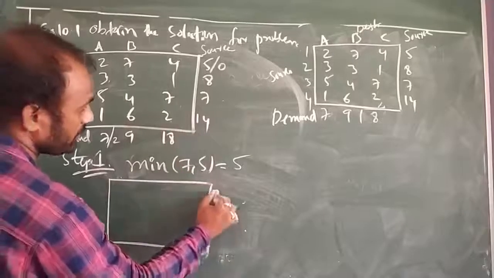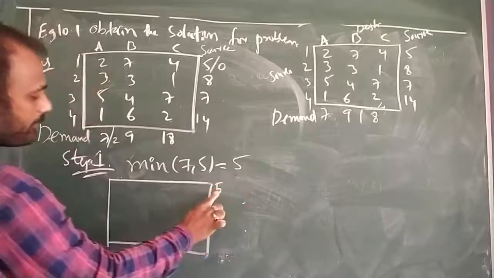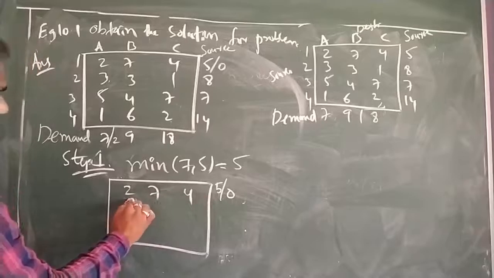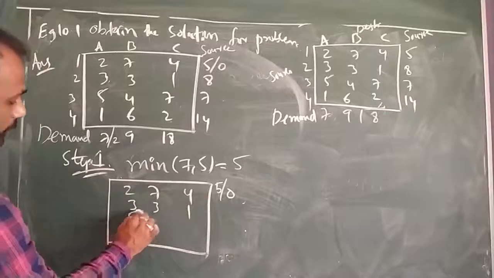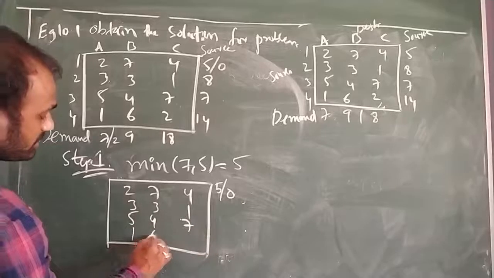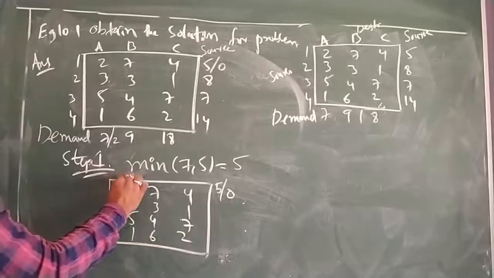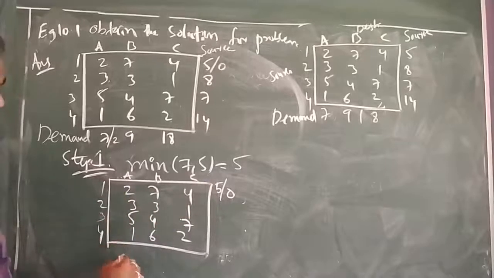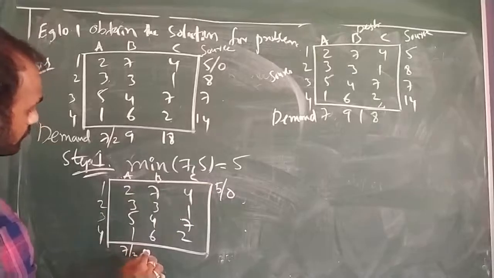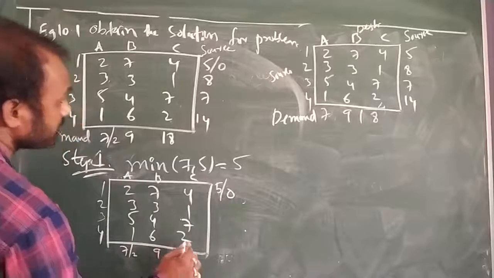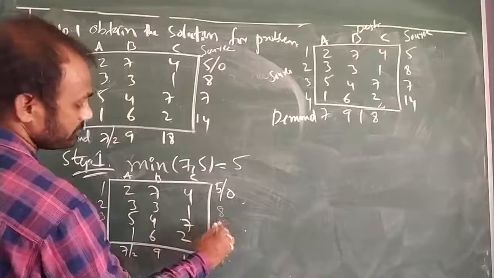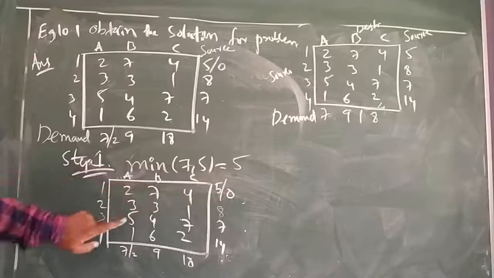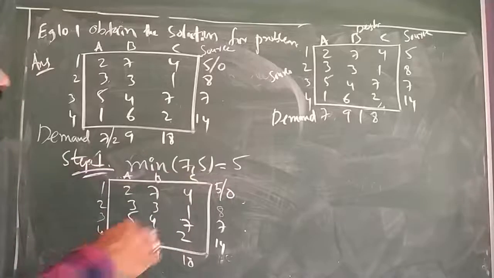So what are we left with here? Let us write the top row also: 2, 7, 4, 3, 3, 1, 5, 4, 7, 1, 6, 2. Here A, B, C, and 1, 2, 3, 4. Here the supplies are 2, 9 and 18, and the demands are 8, 7 and 14. We already know that this total column is deleted. Now we have to concentrate only on the remaining numbers.